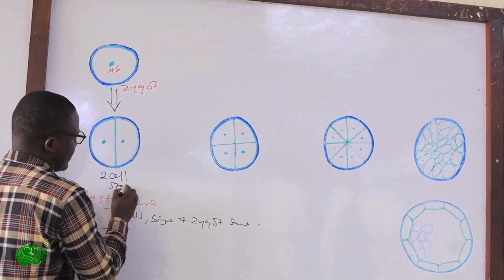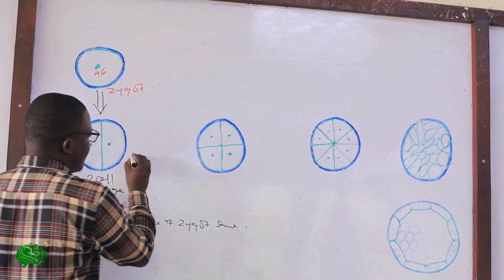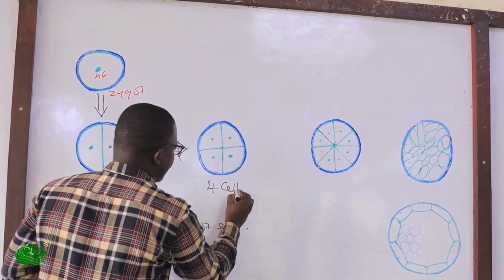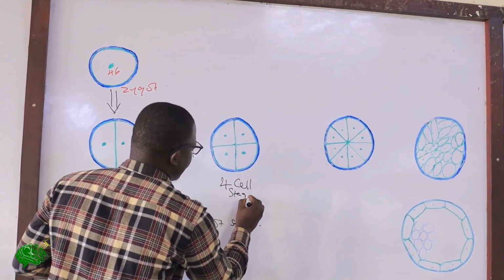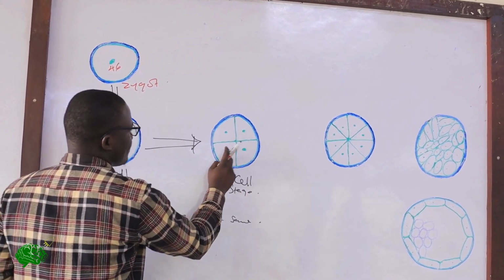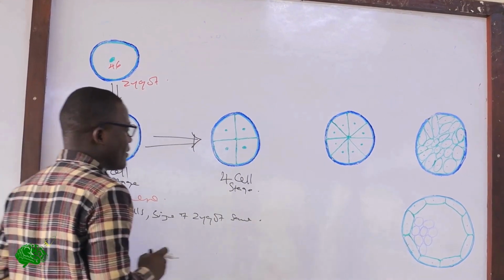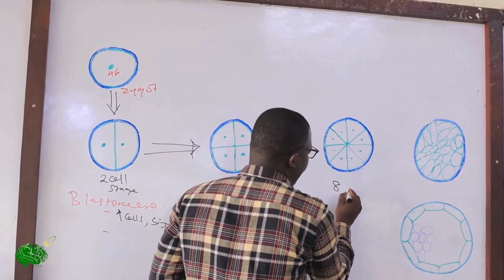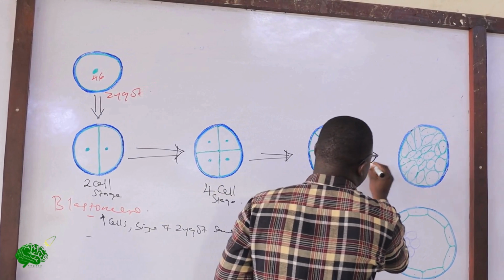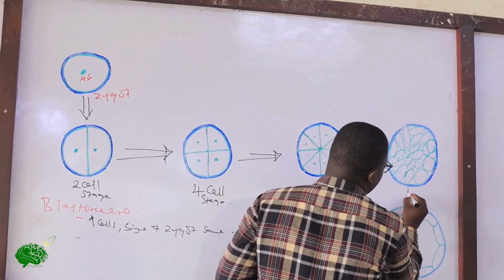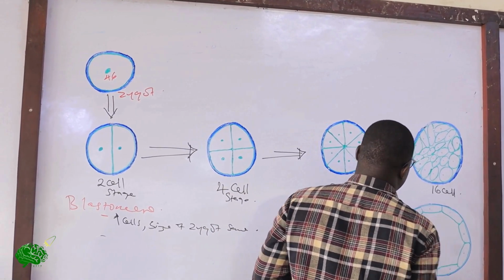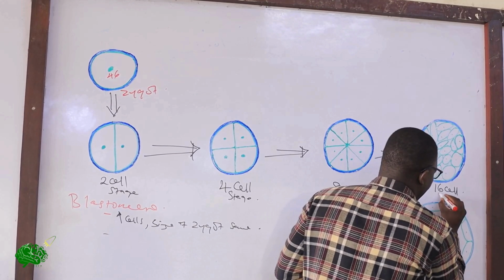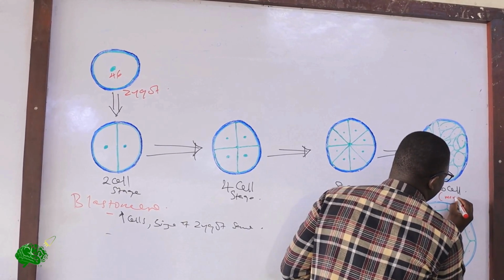This is the two-cell stage. These two cells also divide and form the four-cell stage. You will see that these four cells are smaller than the two cells. Then the four cells also divide to form eight cells. Now the eight cells divide to form sixteen cells. This sixteen-cell stage is termed the morula.